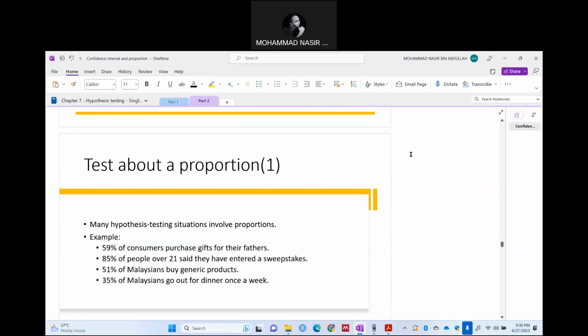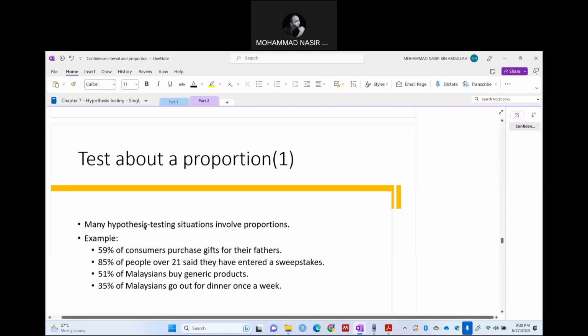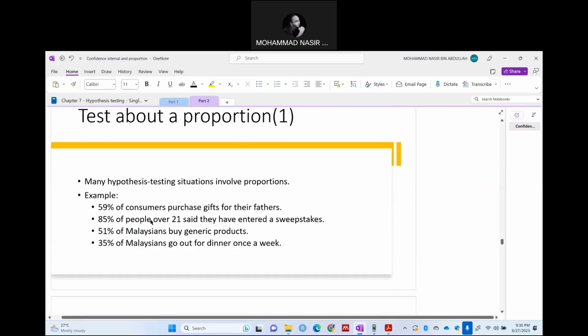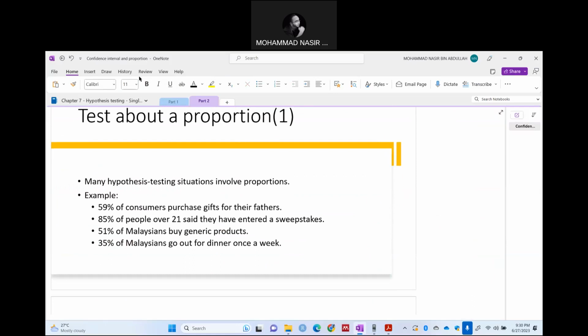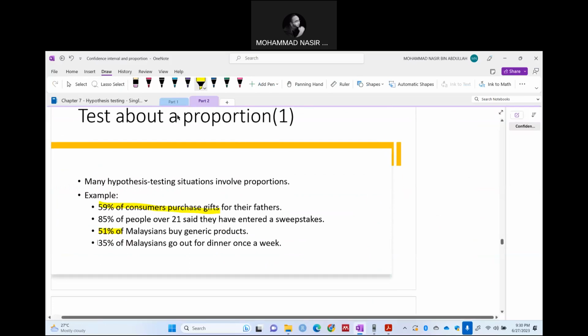So, tests about the proportion. Many hypothesis testing situations involve proportions, right? Such as 59% of consumers purchase gifts for their fathers, 51% of Malaysians buy generic products, and so on. So this is an example of a proportion.